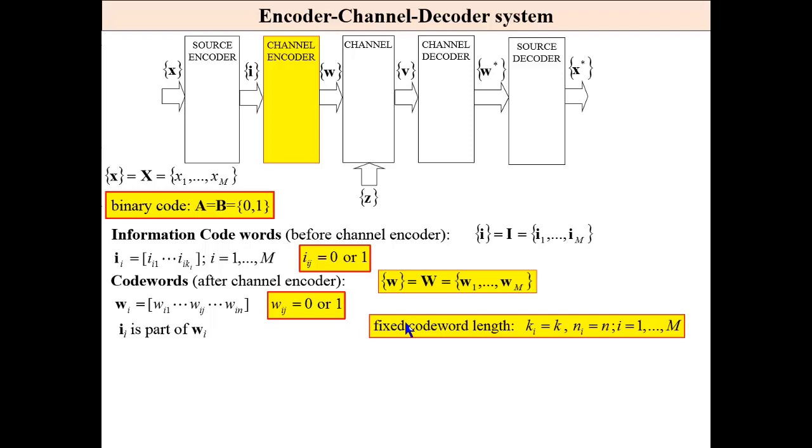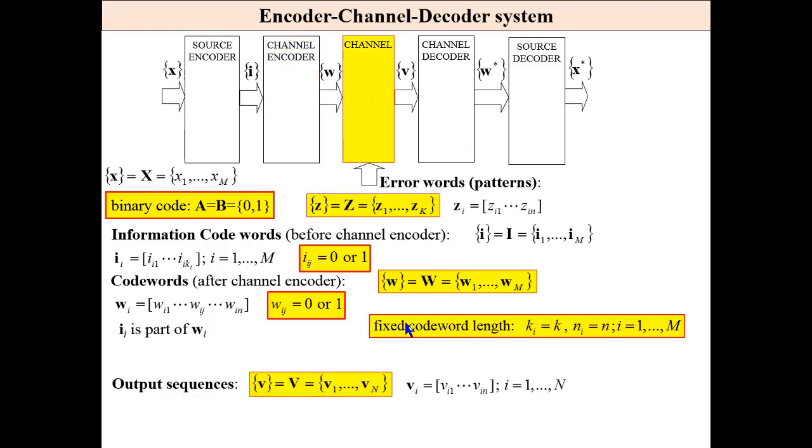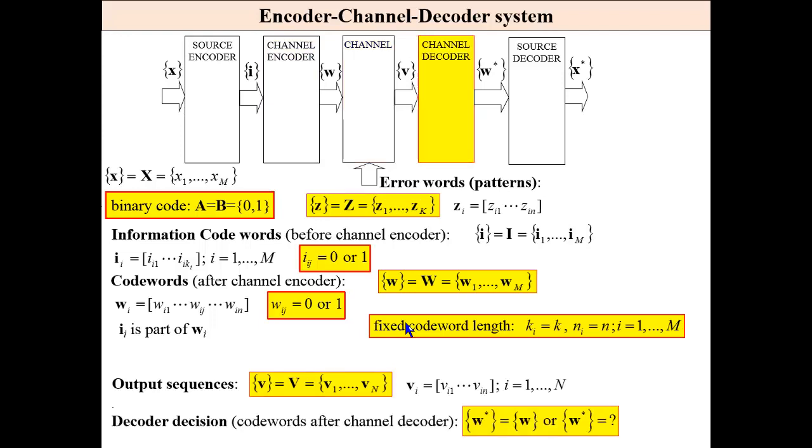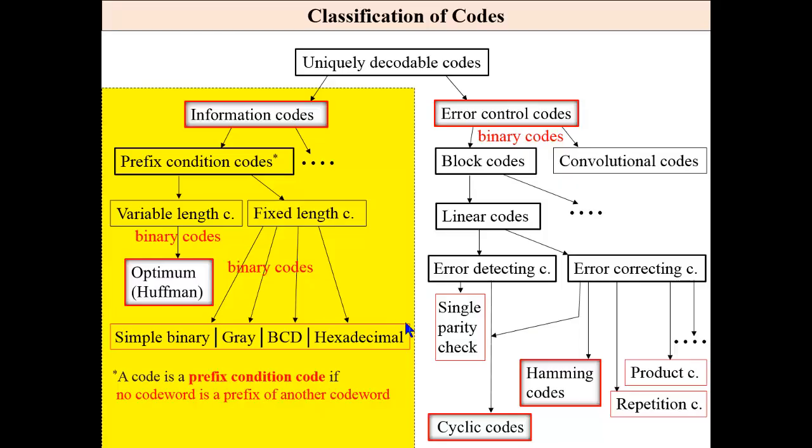Output of channel encoder, code words. Then at the output of channel we have output sequences, and then after channel decoder we have a decoder decision. This will be discussed later on during the next presentation.